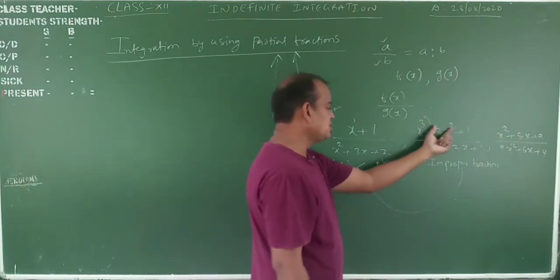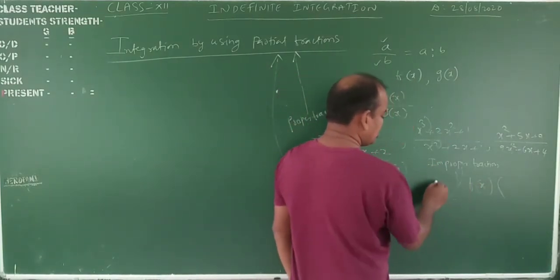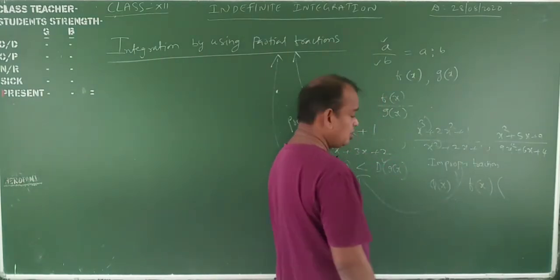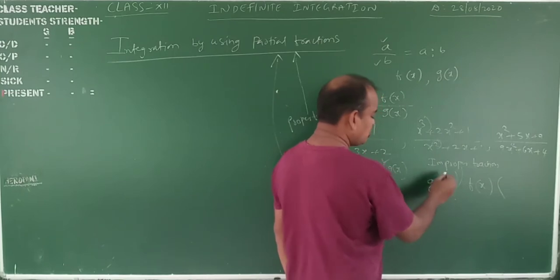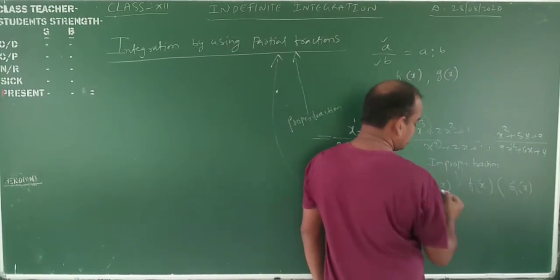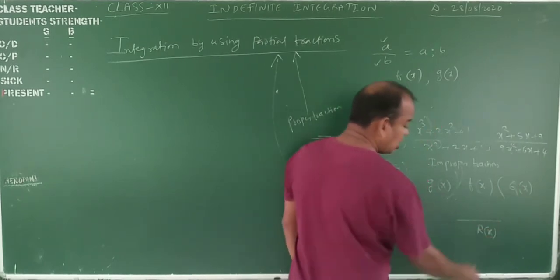f of x is divided by g of x. For example, this is f of x divided by g of x. Now, suppose you get the quotient, this is the quotient. After that division, you get the remainder. The remainder is r of x.